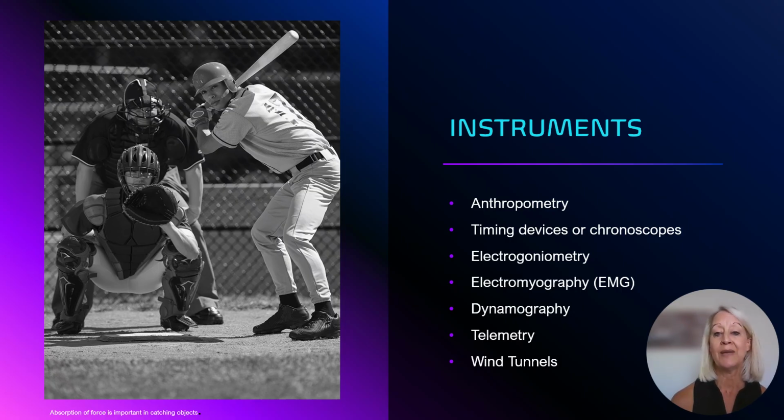Electrogoniometry. This tool measures joint angles as they change during movement. For instance, it can track how far the knee bends during a jump or how the elbow extends during a throw. It's especially useful for identifying abnormal movement patterns or comparing left and right limb function.